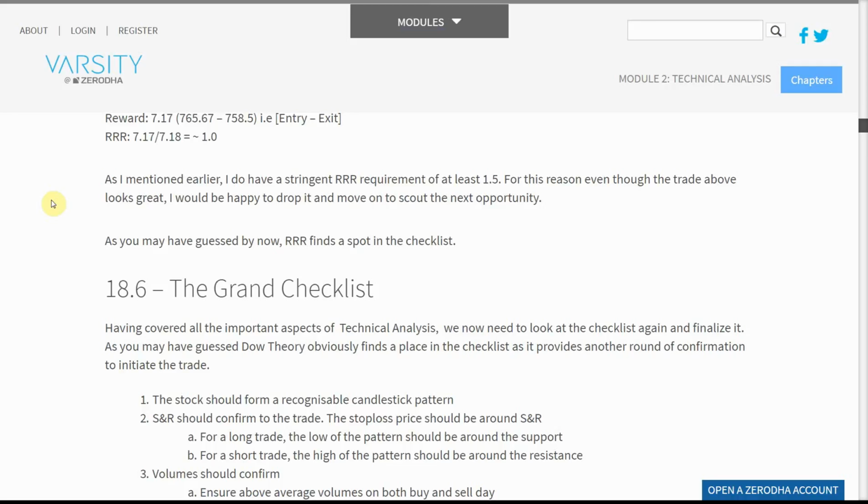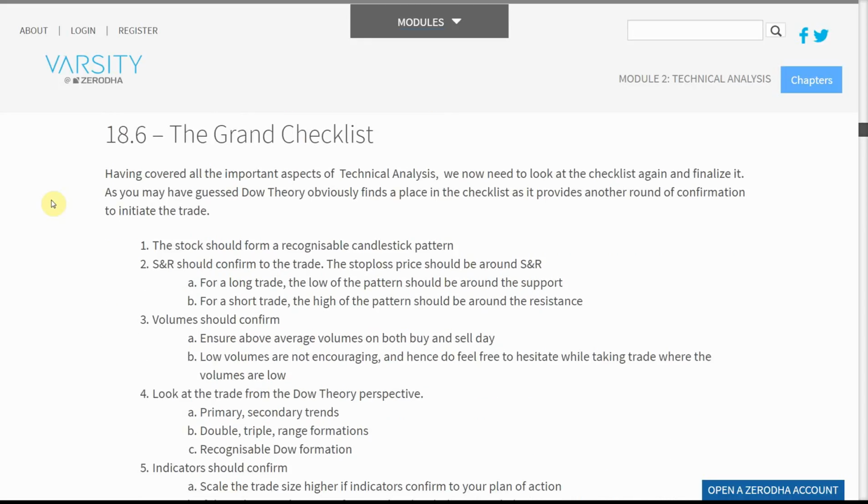As you may have guessed by now, RRR finds a spot in the checklist. 18.6 The Grand Checklist. Having covered all the important aspects of technical analysis, we now need to look at the checklist again and finalize it. As you may have guessed, Dow theory obviously finds a place in the checklist as it provides another round of confirmation to initiate the trade. The stock should form a recognizable candlestick pattern. S&R should confirm the trade. The stop-loss price should be around S&R. For a long trade, the low of the pattern should be around the support. For a short trade, the high of the pattern should be around the resistance.